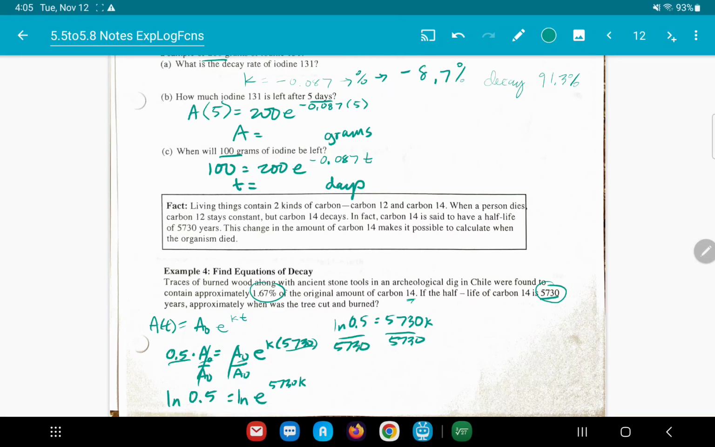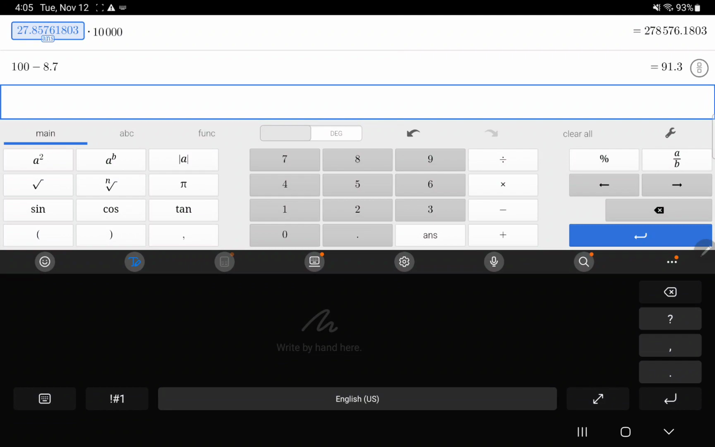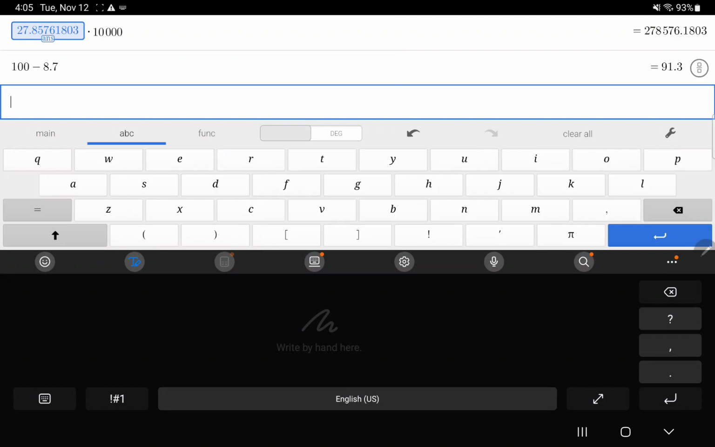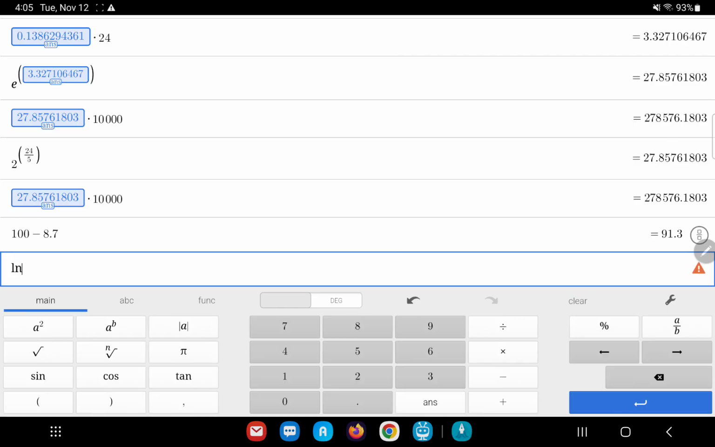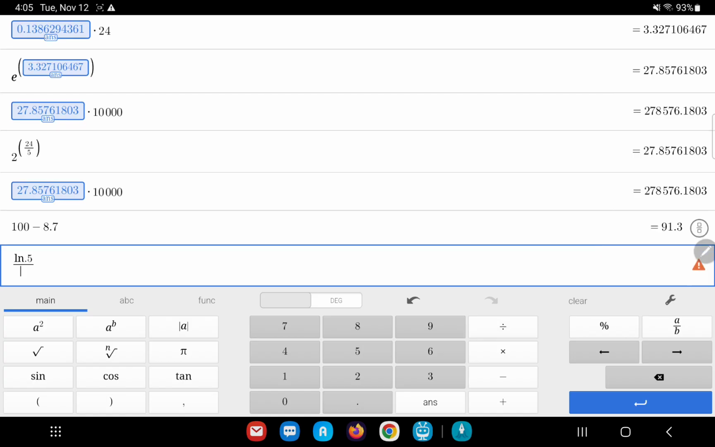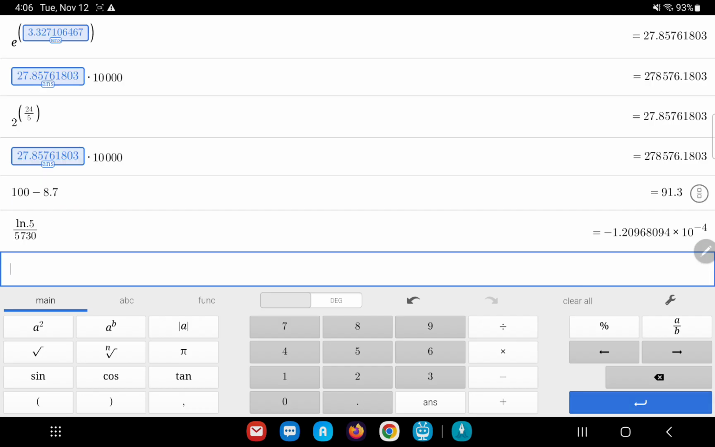This is going to be, again, a two-step process like we have done in the past. So solve for k: ln of 0.5, let's go ahead and do that. We're going to take this answer and divide it by 5,730. There we are, and we get our answer. So that's the k value, negative 1.209 times 10 to the negative 4.